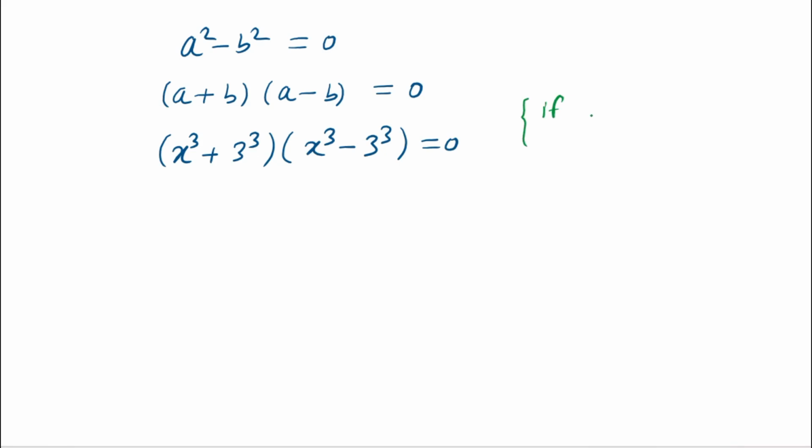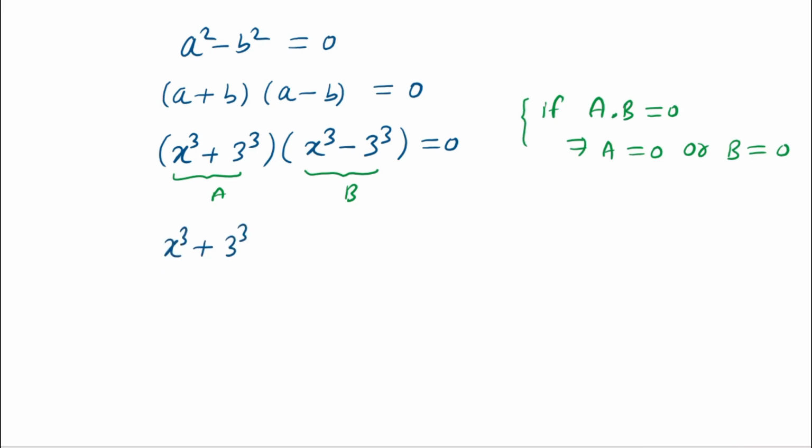We will apply this rule: if a times b equals 0, this implies a = 0 or b = 0. If we apply this rule, and suppose this expression is a and this expression is b, then you can say x^3 + 3^3 = 0, or x^3 - 3^3 = 0. Let's say this is case first and this is case second.